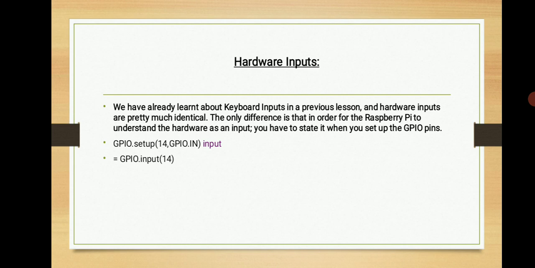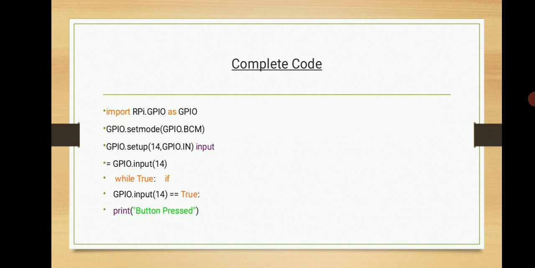The hardware inputs. We have already learned about keyboard inputs in the previous lesson, and hardware inputs are pretty much identical. The only difference is that in order for the Raspberry Pi to understand the hardware as an input, you have to state it when you set up the GPIO pins. Here is the complete code.